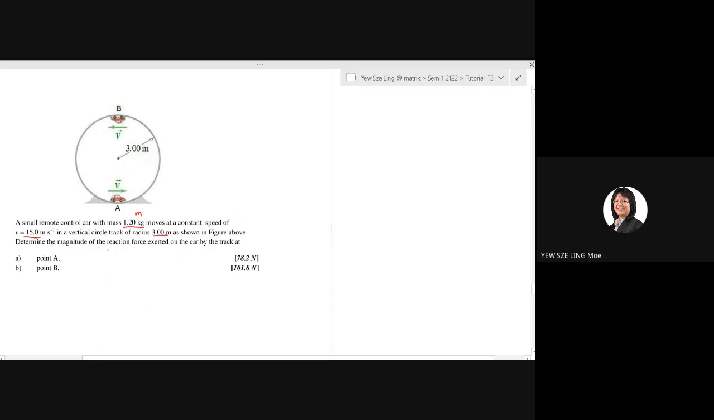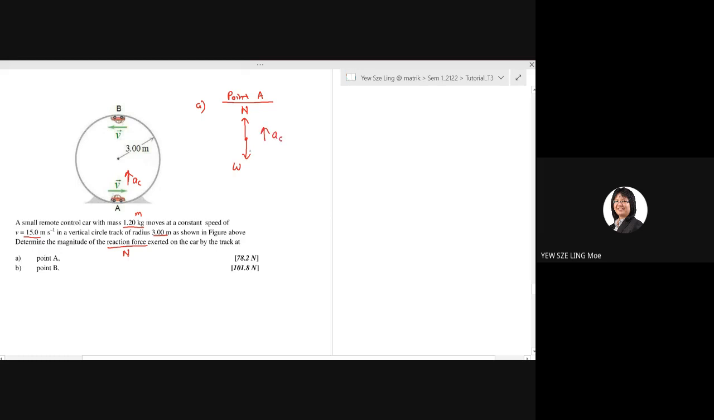Determine the magnitude of the reaction force. So again, it's asking for N, the normal reaction force, exerted on the car by the track at point A and point B. So let us begin with point A. Okay, so at point A, what is the free body diagram? The remote control car is an object. Every object comes with weight. And now it is in contact with the track, therefore you have a normal force that is going up. And when your car is at point A, the direction of AC is going upward.